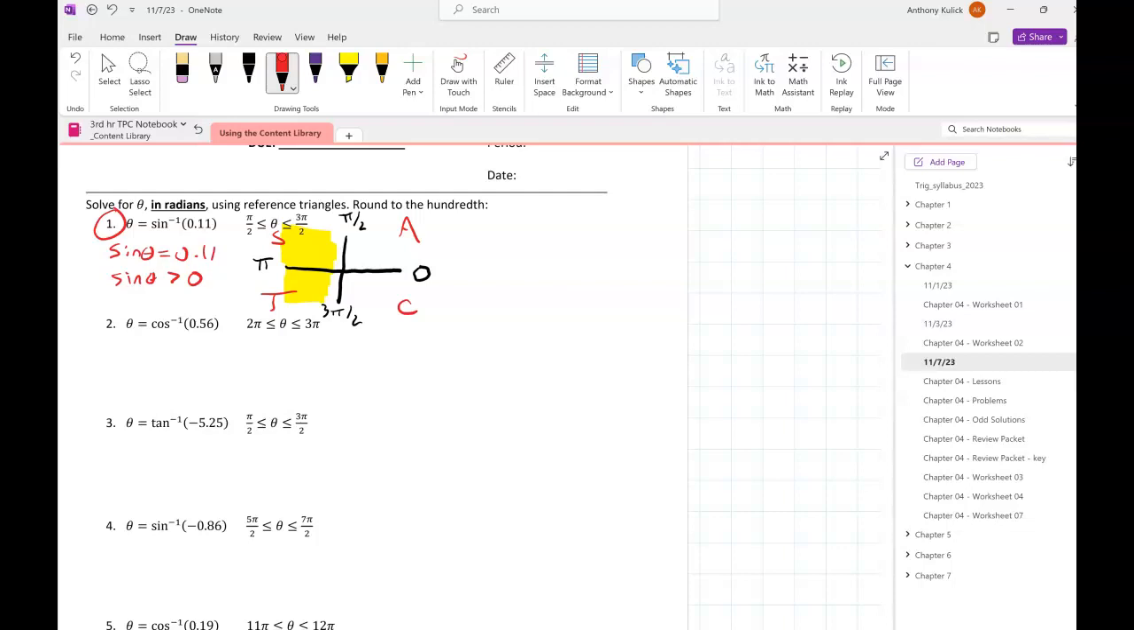A stands for all, because all three, sine, cosine, and tangent, are positive in the first quadrant. S stands for sine: sine is positive in the second quadrant, but cosine and tangent would be negative. Tangent is positive, sine and cosine negative, very good. And then the C means cosine positive, so sine and tangent would be negative. So the two places where sine is positive are quadrant 1 and quadrant 2.